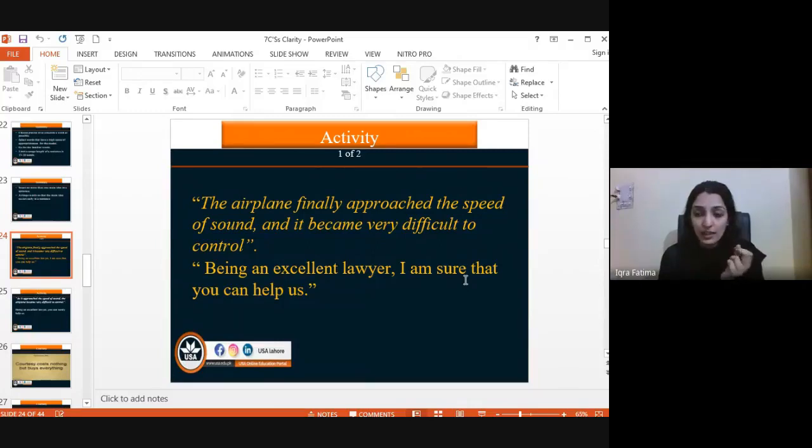It is a 5 marks quiz, and you just have to write the name of the barrier, its definition, and you have to give the tips to overcome that particular barrier. Okay, any question regarding that particular quiz you can ask me.